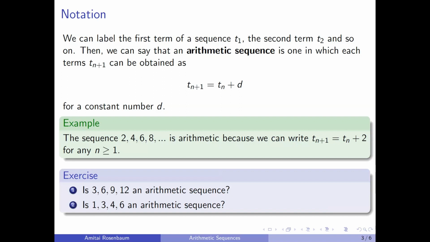Okay, so I've just left some exercises here. Have a think. Do you think the first sequence is arithmetic? Do you think the second is arithmetic? Okay, so just have a think about that. I'll give you a second.